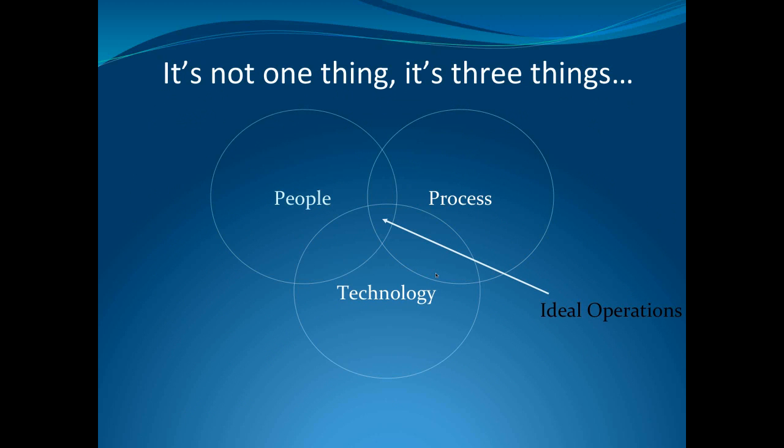You can have the best people in the world, but if their technology is bad or their processes are bad, they're not going to be terribly successful. You can have the best processes in the world, but if people aren't executing them well, it's not going to matter. And of course, you can have great people and great processes, but your technology is really out of date. You're going to be operating at a really low efficiency. And so having all three of these in place, again, optimized, will give you your ideal operation.